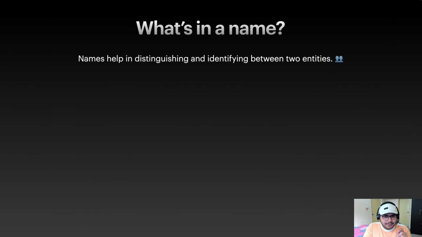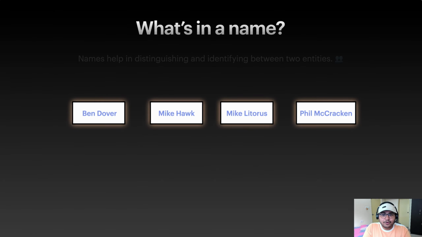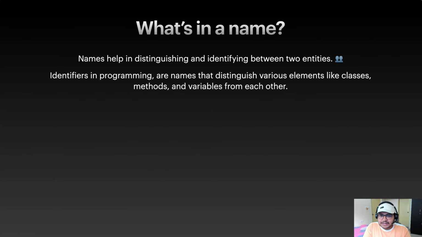A person's name is important because it is literally a huge chunk of their identity. It is a way to distinguish you from other person in the society. For example, names like Ben Dover, Mike Hawk, Mike Litteris, and Phil McCracken each represent different individuals in society. Similarly, in programming, identifiers are names that distinguish various elements such as classes, methods, and variables from one another.